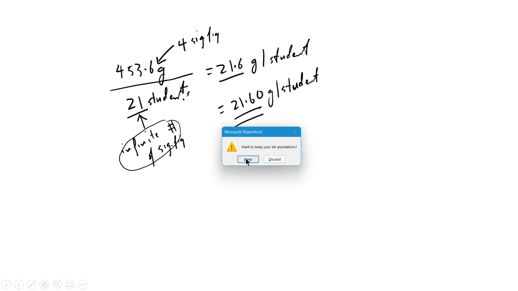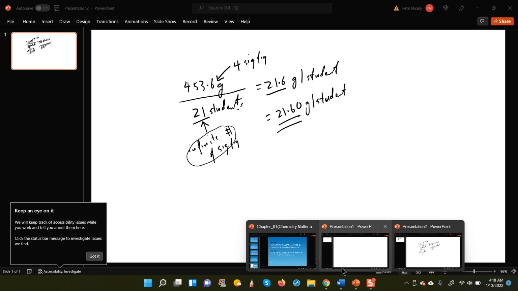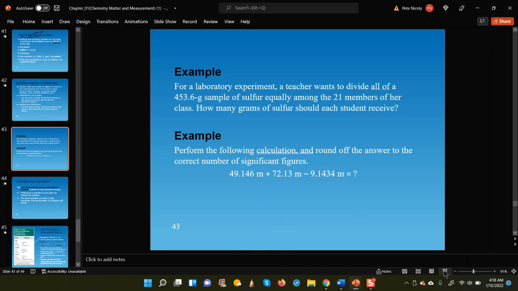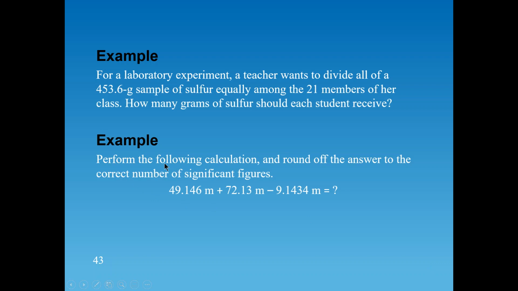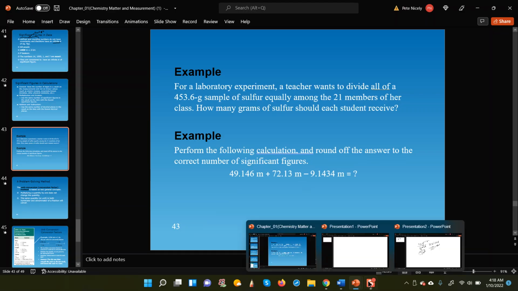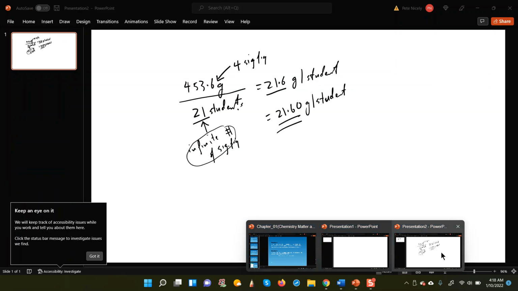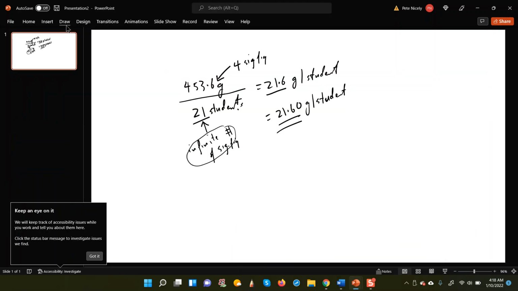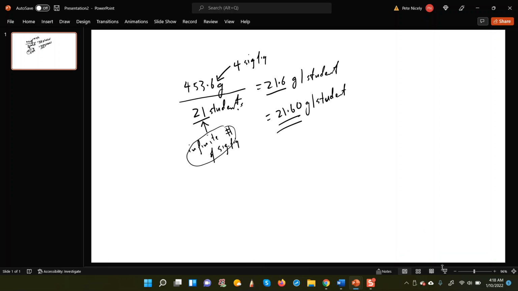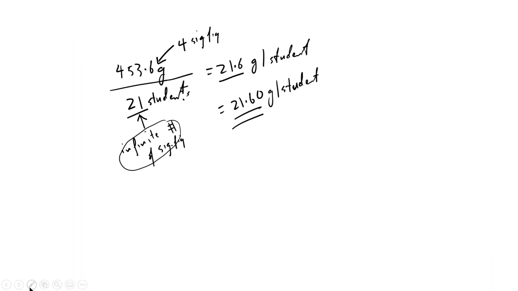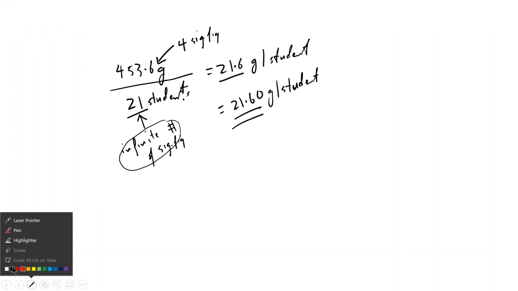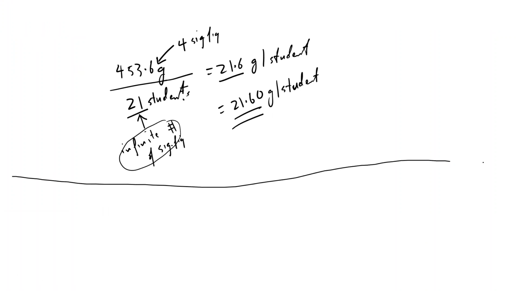Let me go back to the PowerPoint here. So the next example, you're given this question. Perform the following calculation and round off the answer to the correct number of significant figures. And you're given these numbers here, all right? So let me go back to the PowerPoint that I was just working with. Let me go back to my pen function here. And let me just draw a line across.